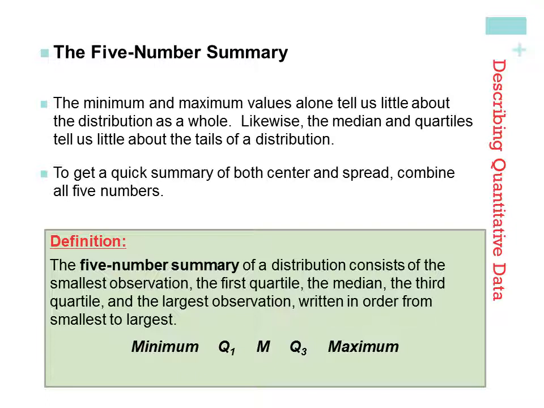To get a quick summary of both the center and the spread, we combine all 5 numbers. The 5-number summary of any distribution is your minimum, your quartile 1, your median, your quartile 3, and your maximum. It shows us the highest and lowest values, and quartile 1 to quartile 3 gives us the middle 50% of our data.